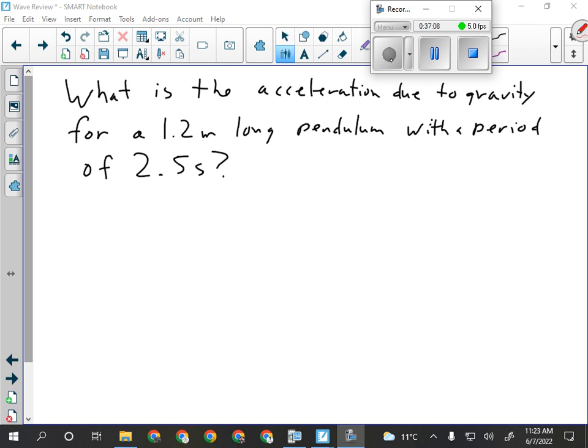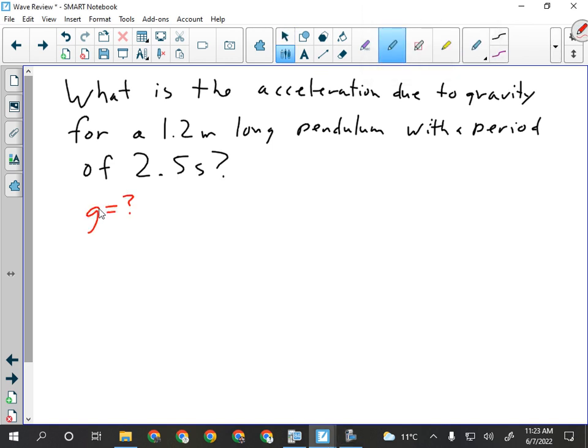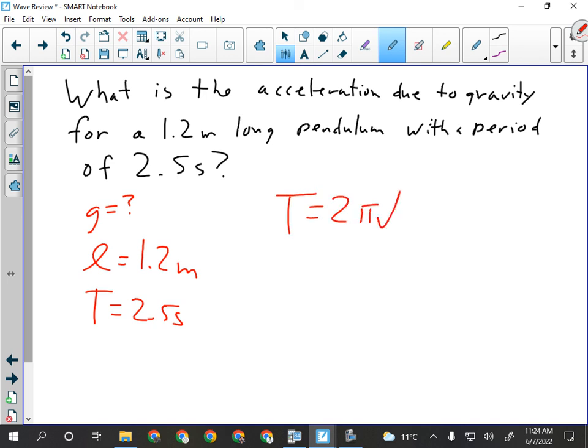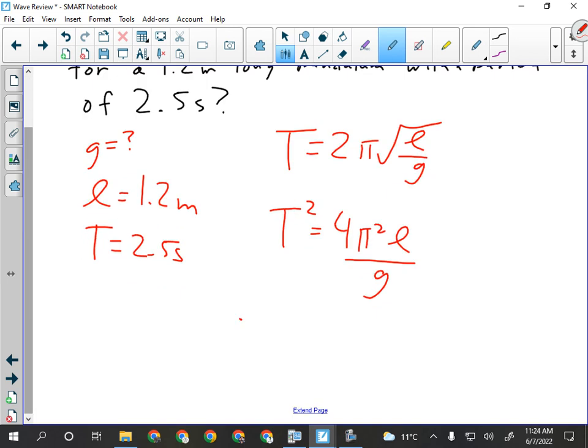Okay, so we're looking for the acceleration due to gravity, g. We know the length of the pendulum is 1.2 meters. We know the period of the pendulum is 2.5 seconds. So T equals 2 pi times the square root of L over g. We have to manipulate for g by squaring everything. T squared equals 4 pi squared times L divided by g, and then we just swap g and T.